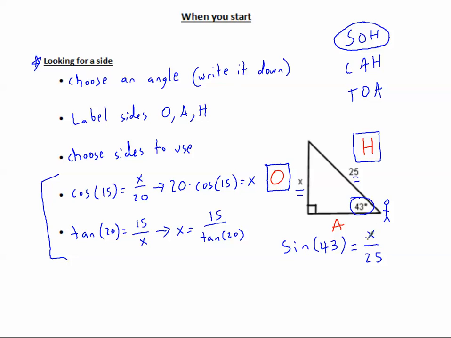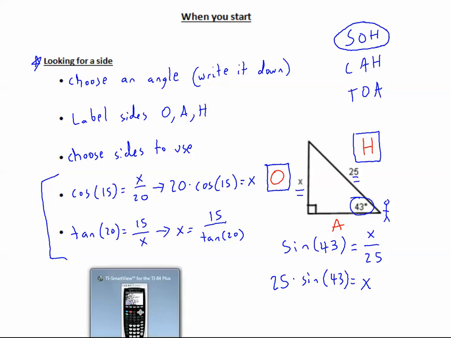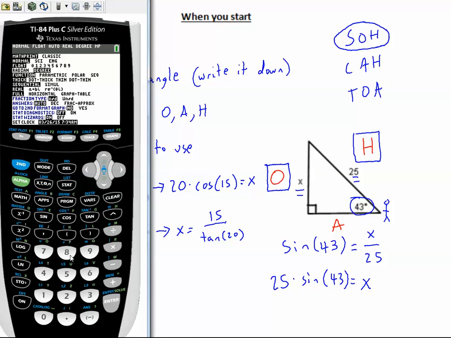So here we have the variable on top. That's like one of these examples right here. So all we have to do is take the number below x, move it to the other side by multiplying it. 25 times the sine of 43 will give us our side length of x. At this point, you go to your calculator and just type it in.